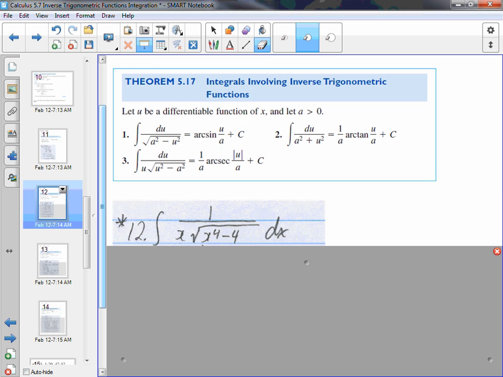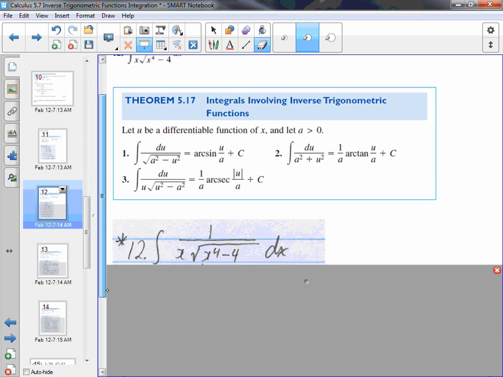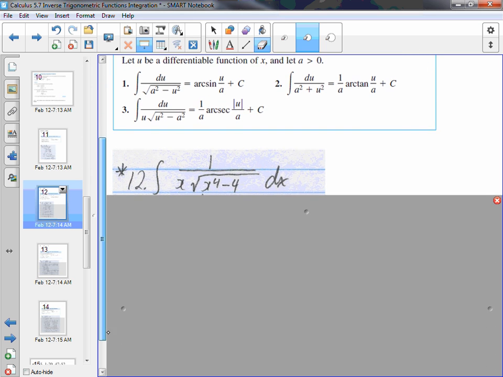We have the integral of 1 over x times the square root of x to the 4th minus 4 dx. Which one does that look the most like? Arcsecant. Why did you choose arcsecant instead of arcsine? Because it's got the something in front of the square root sign, right? Now, does that mean for sure that we're right? No, but that's what I would aim for as well. I'm aiming for arcsecant.